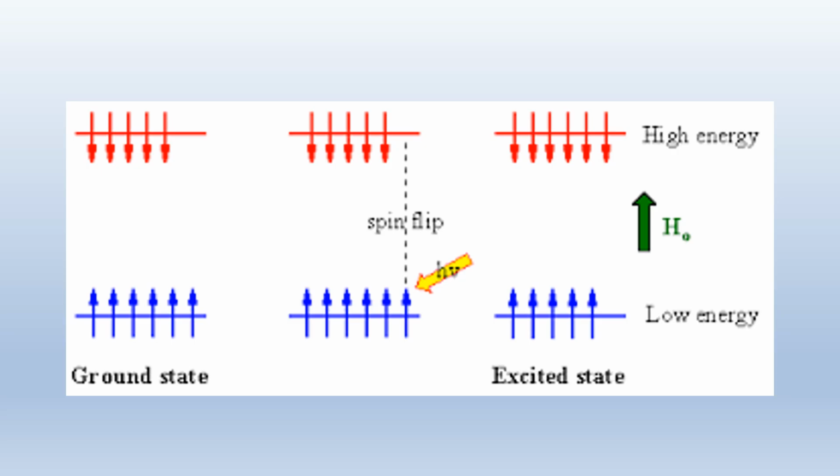The transition from the ground state to the excited state occurs when energy, h nu, is absorbed. This absorption causes the spins to flip their orientation, moving to the higher energy excited state. The applied magnetic field, H0, represented by the green arrow, creates the energy difference between the two states. The magnitude of H0 determines the gap between the ground and excited states.